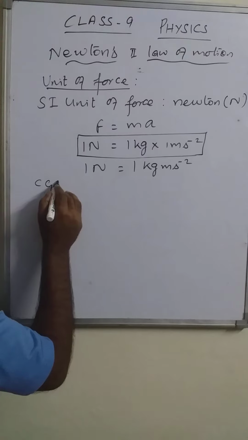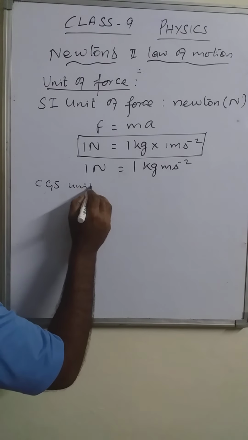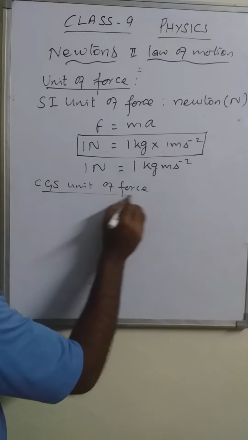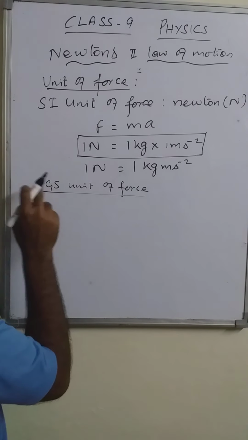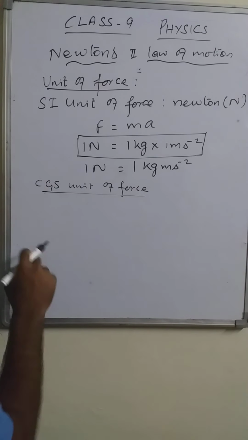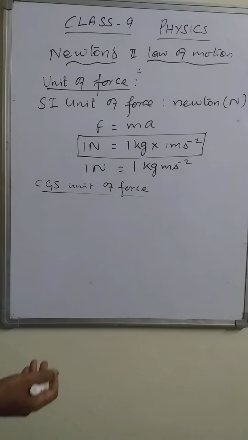Then coming to the other unit that we call CGS unit. It is the CGS unit of force. CGS unit is also a system of units. CGS, centimeter gram second. SI, International System of Units. Here it is the CGS unit. It is also a system of units. In this system also we have different units for different quantities.